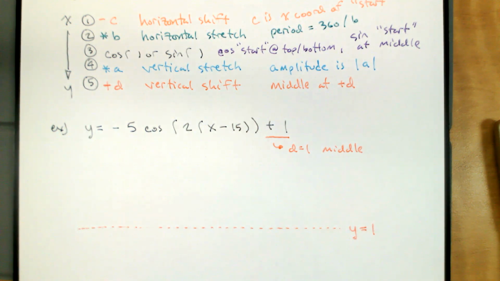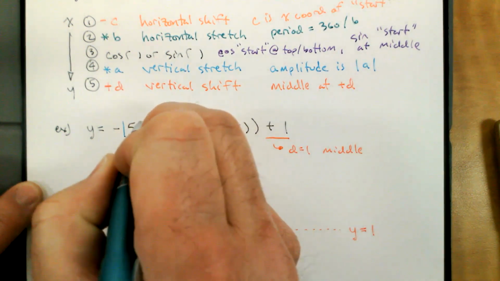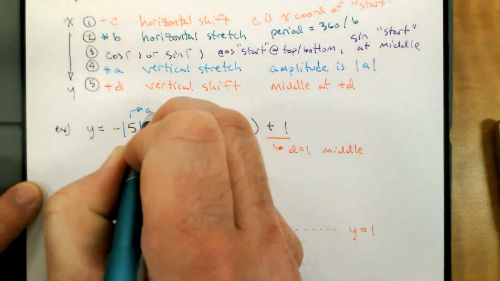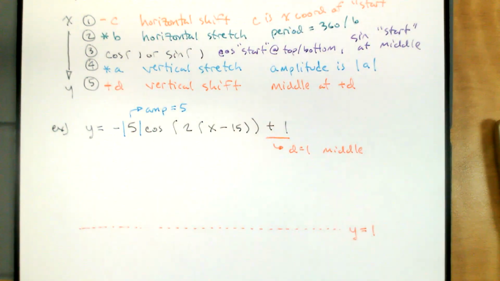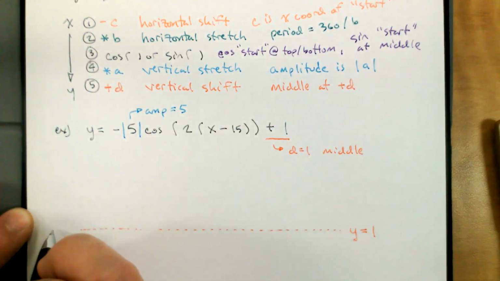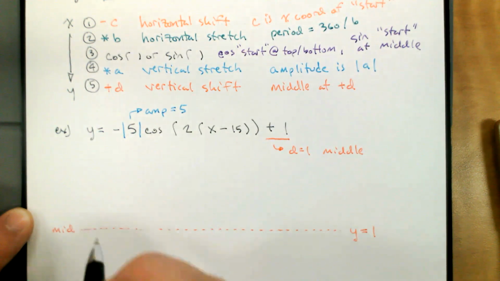Next up, we can look at the amplitude. The coefficient of the cosine is 5. So the amplitude, we're just looking at the absolute value of the coefficient. The amplitude is 5. Since the middle is at 1, we can now figure out where the top and the bottom are.